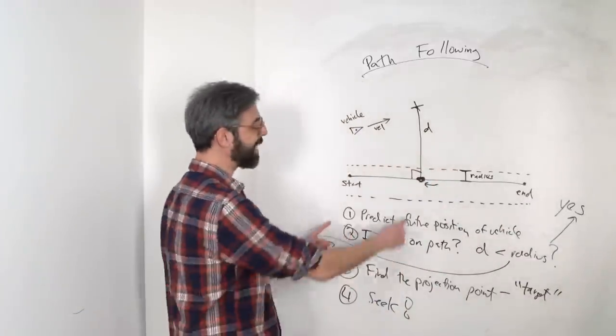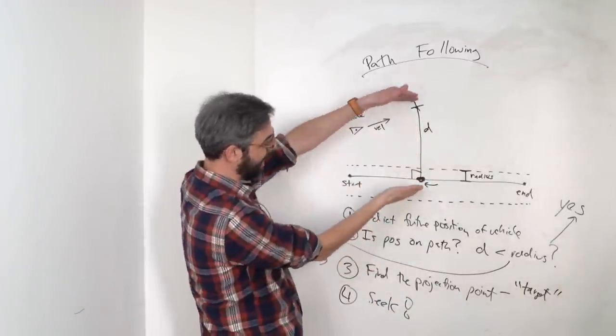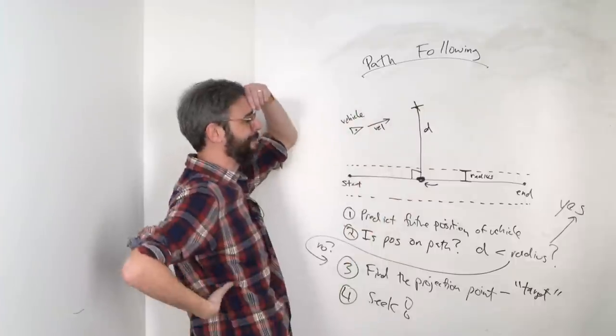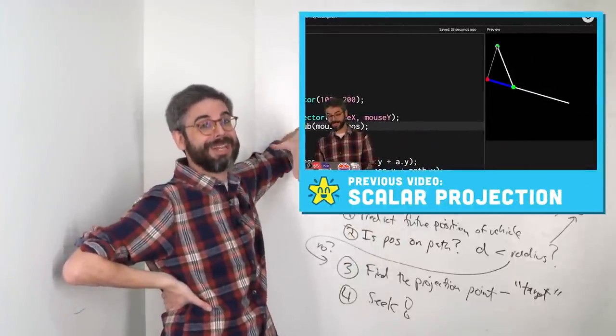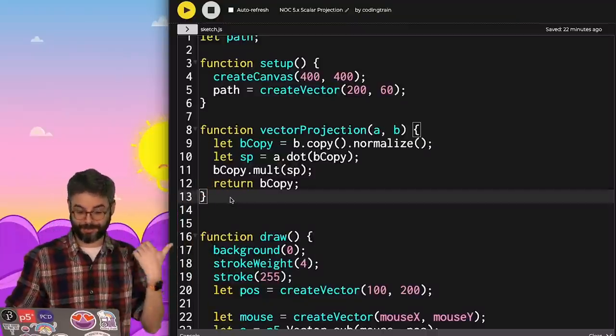Step two, is this future position on the path? Well, the way I determine that is by calculating the distance and finding out if that's less than the radius. How do I calculate the distance? Think back to my previous video, scalar projection. I'm going to grab this vector projection function from the previous video.